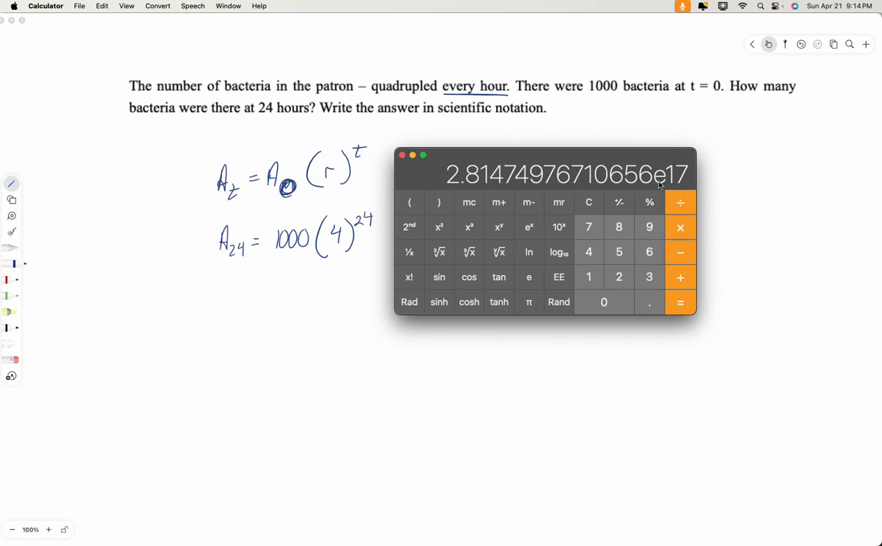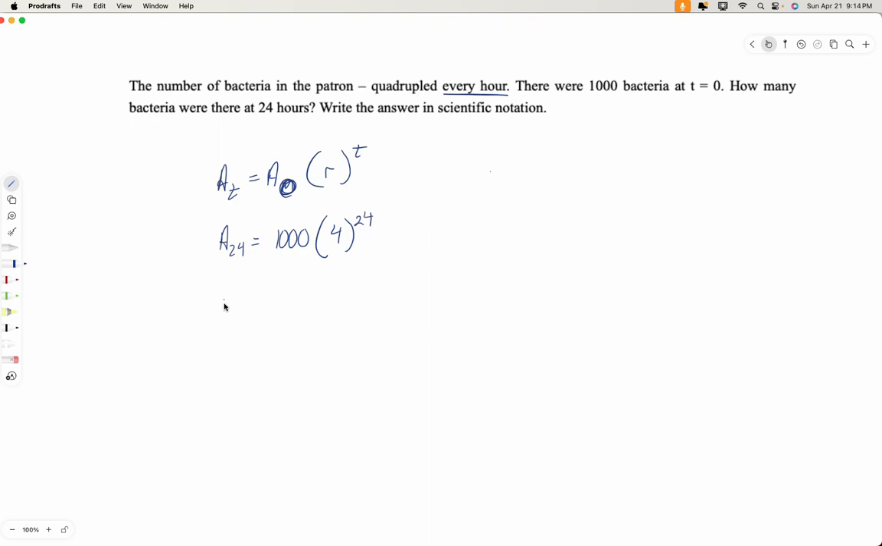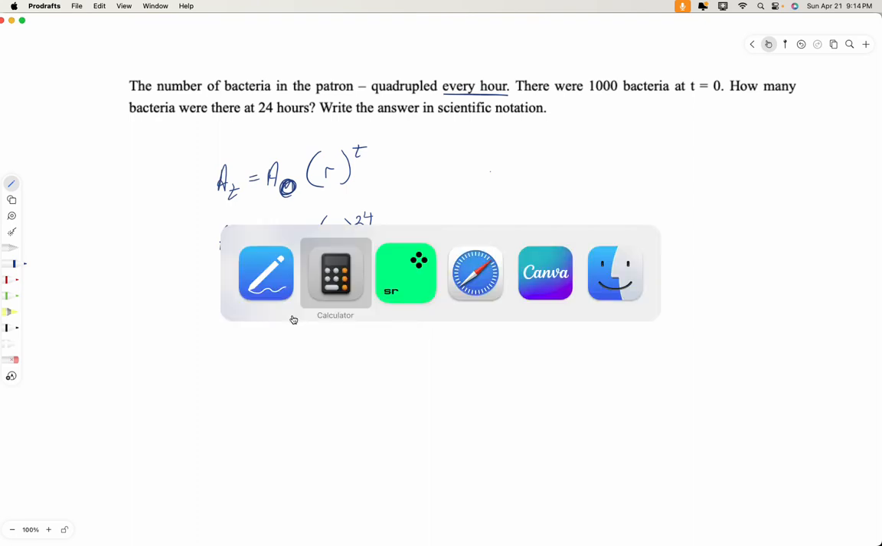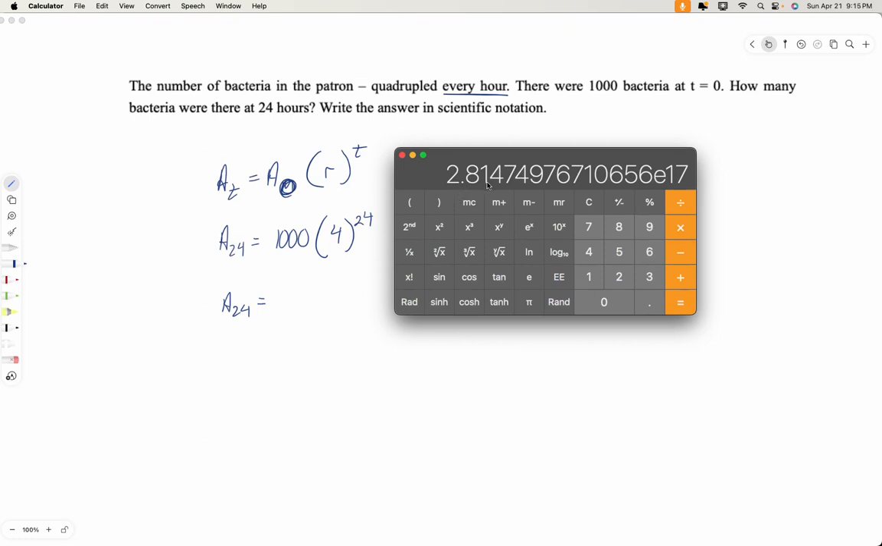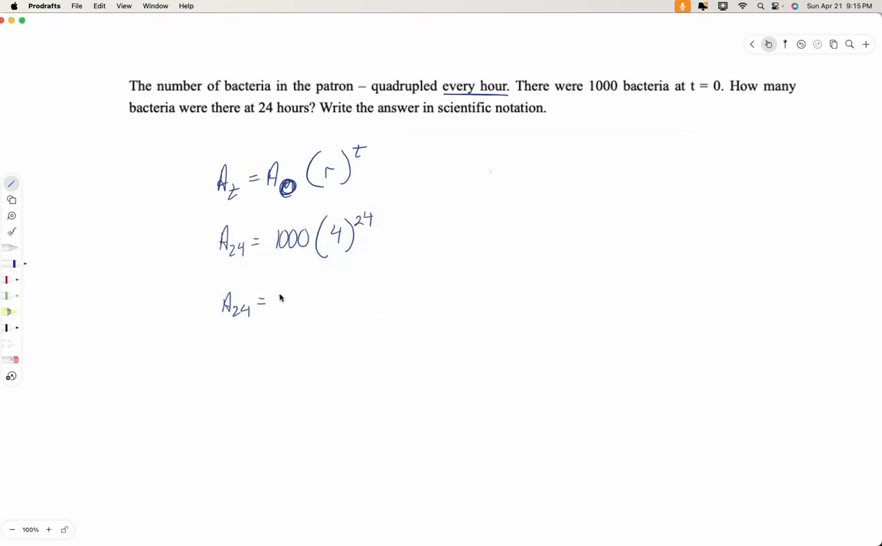This is the exponent, e, the base e. Remember logarithms? It's the base e. So 2.8 to the exponent of 17. So that's what it's telling us, that A24 is equal to, let me write that down, 2.81 times 10 to the power of 17. That's our answer.